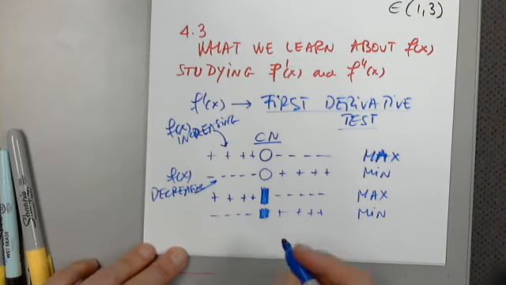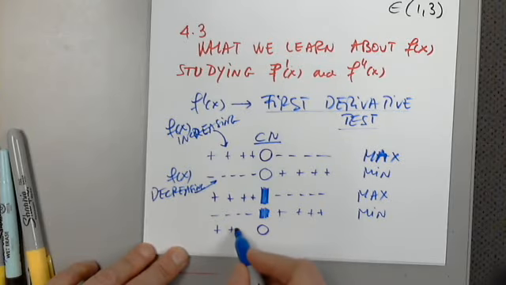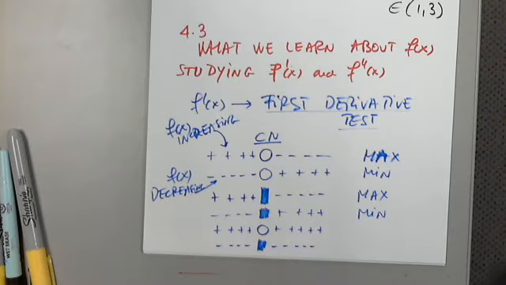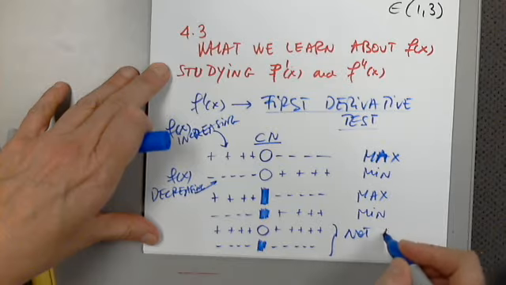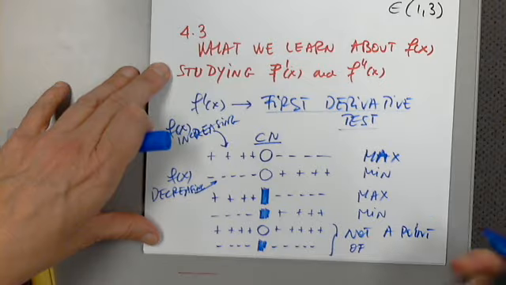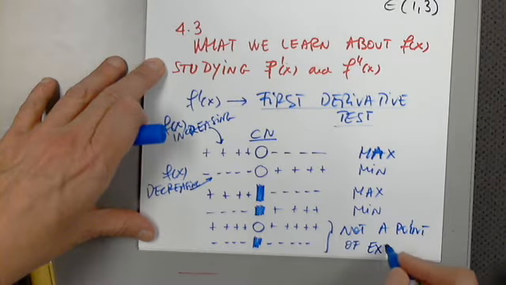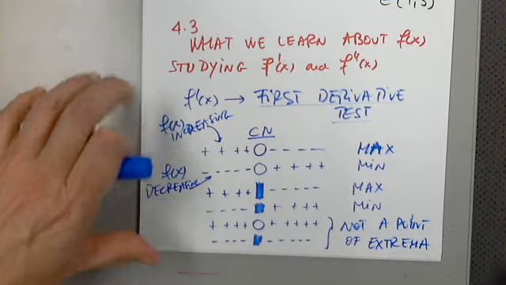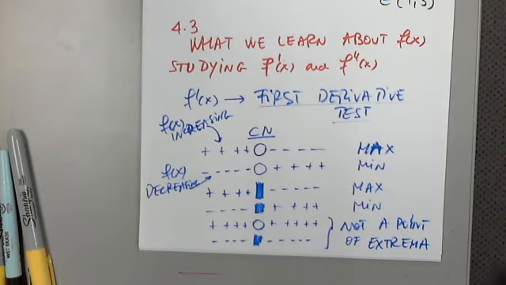What if I have this situation? Either 0 or undefined, but the left-hand side and the right-hand side have the same sign. So the derivative is 0 or undefined, and it does not change sign left and right. Not a point of extrema, and by extrema, we mean either max or min.